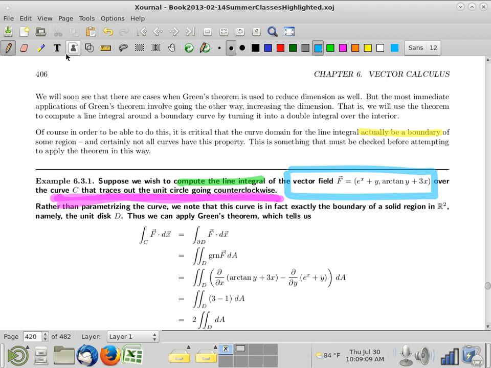Let's draw a picture of it. The curve is the unit circle going counterclockwise. So is that curve a boundary of a two-dimensional region? Well, yeah, just look at it and see, sure, exactly, no problem. That is indeed the boundary of that two-dimensional region. So it is a boundary.